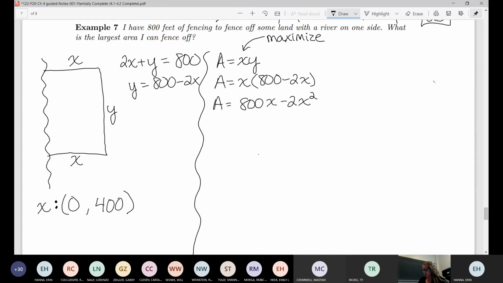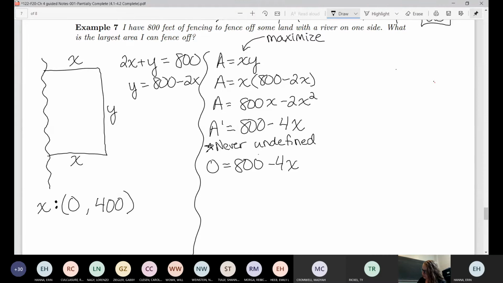So we have an open interval here, so we're not going to need to do that number line stuff, which is cool. But we do still need to find the derivative and set it equal to 0. So let's do that. Find the derivative: 800 minus 4x. It's never undefined, since there are no denominators there, so we don't have anything to consider for undefined. So now we want to set it equal to 0. Add 4x to both sides, divide by 4, you get 200.